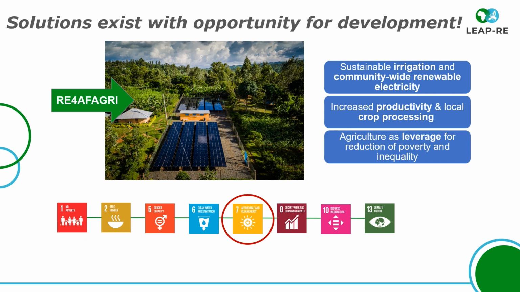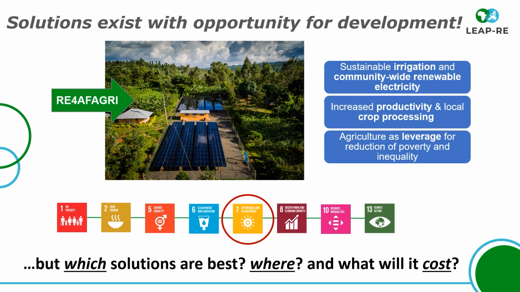Luckily, solutions do exist with many opportunities for development, and the RE4AFAGRi project aims to explore these, such as sustainable irrigation and community-wide renewable electricity access, increased productivity and local crop processing for value add, and agriculture to leverage reduction of poverty and inequality. All surrounding this is the essential need for affordable and clean electricity, however. Then the question becomes, which solutions are the best, or where are they the best, and what will all of this cost?